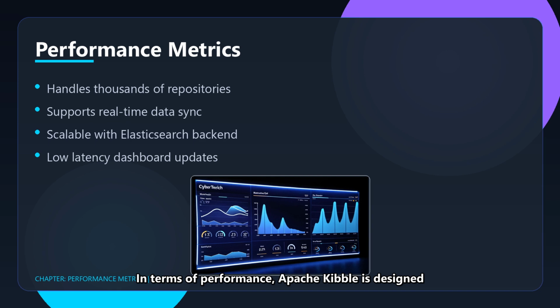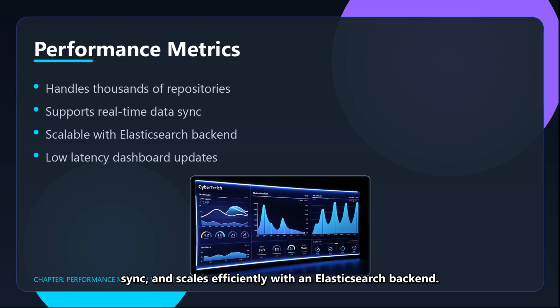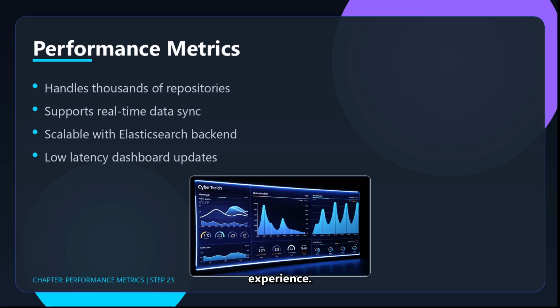In terms of performance, Apache Kibble is designed to handle thousands of repositories, supports real-time data sync, and scales efficiently with an Elasticsearch backend. Dashboard updates are low latency, ensuring a smooth user experience.